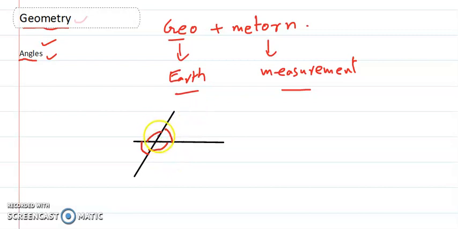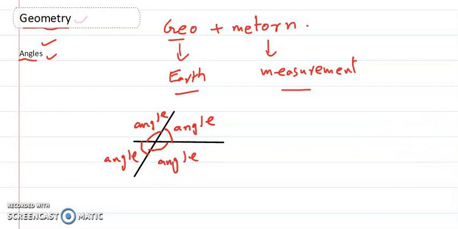So this gap between the two lines we call an angle. Like I can say this is an angle. This gap between the two lines, that is an angle. This is another angle, and this is another angle.